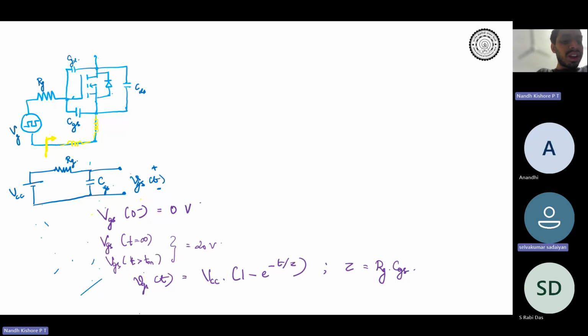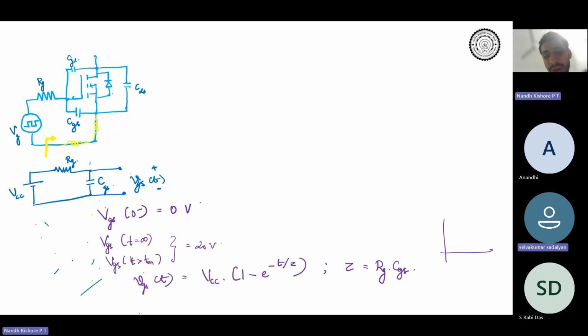Understand that in steady state, the voltage across your gate source is going to become the same as VCC. And initially the voltage was 0. Since it's an RC network, your profile of increase would be an inverse exponential, right? So 1 minus e power minus t by tau. Correct?